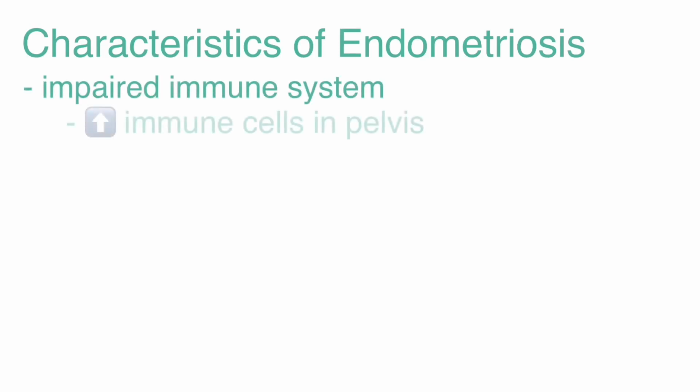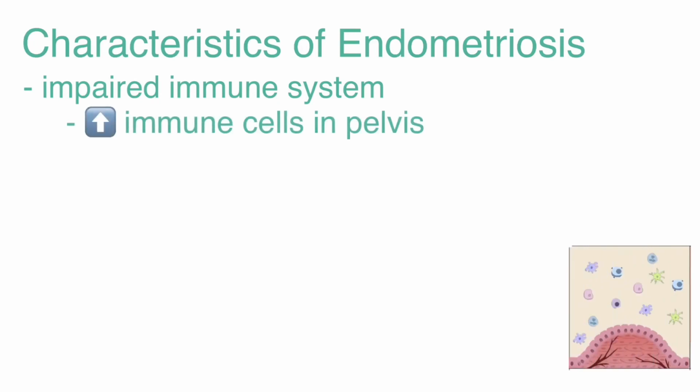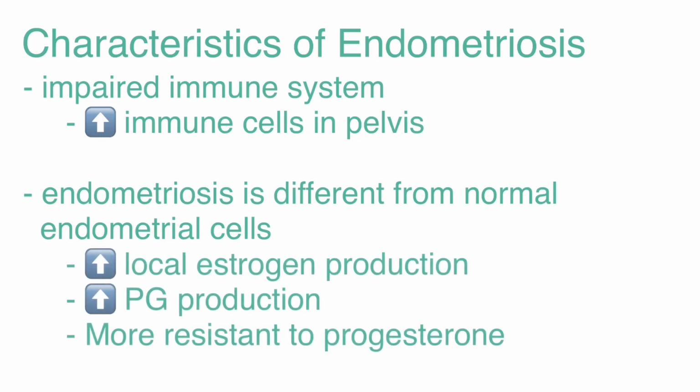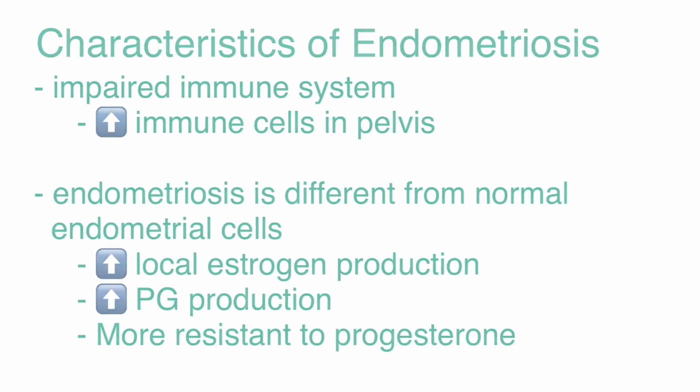It has been suggested that there may be a link between endometriosis and an impaired immune system, and that increases in immune cells in the pelvis may promote the disease. Endometriosis also acts differently than normal endometrial cells in the lining of the uterus. Endometriosis cells are associated with higher local estrogen production, higher prostaglandin production, and being more resistant to progesterone.